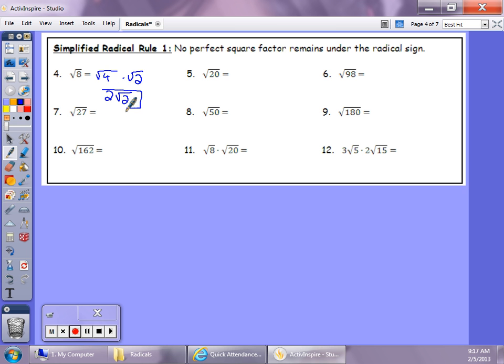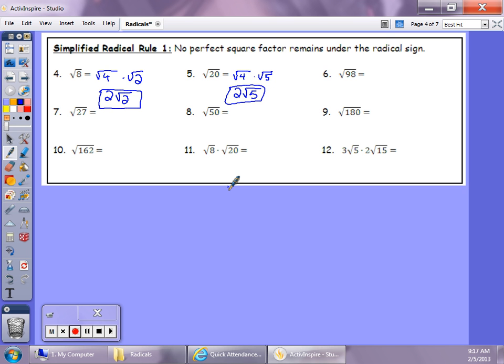Let's do one more example before I let you try some on your own. For root 20, we want to know if this is simplified. We know that root 20 is the same thing as saying root 4 times root 5. Since root 4 is a perfect square, we know the square root of 4 is 2. So root 20 can actually be simplified into 2 root 5.